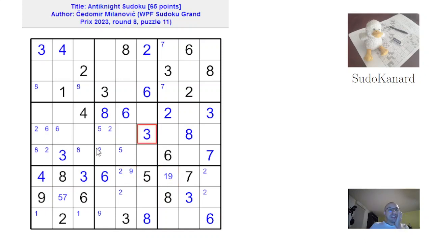This variant always requires a healthy dose of scanning. I'm seeing 4 can't be here, because of that it can't be here, so 4 is in one of those 2 cells, and now in one of those 2. Which doesn't seem to be that helpful. I'm afraid it's really not that helpful.